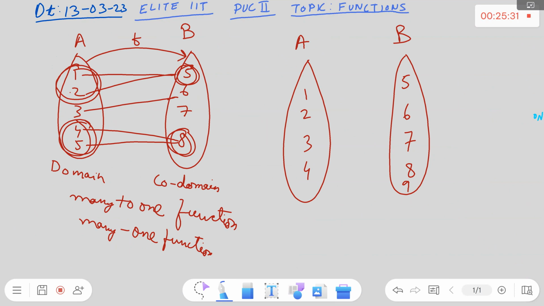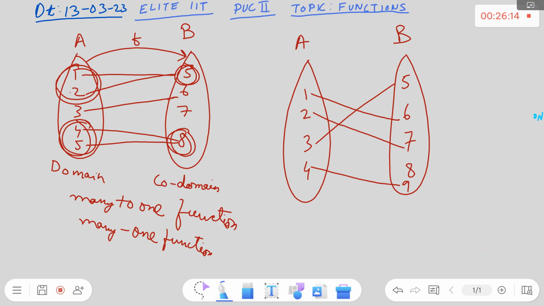So the basic definition of many-to-one is that at least one element from the codomain set must have more than one pre-image. At least one element from the codomain set must have more than one pre-image in the domain set. Then the function is called a many-to-one or many-one function. Now, the next, we can have a function looking like, say, this. It can look like this.